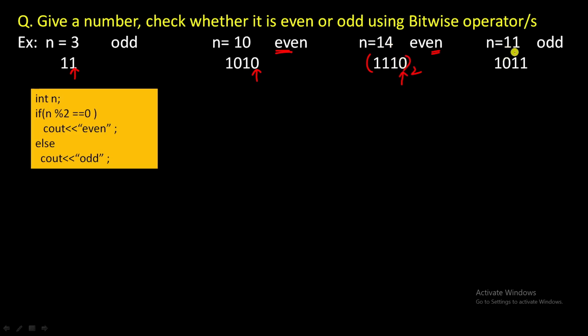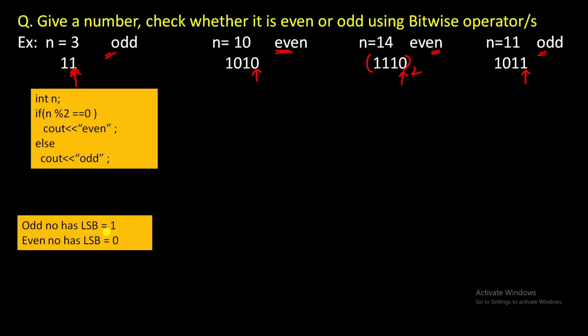While in the other case, 11, which is an odd number, the least significant bit, that is the 0th bit, is 1. So we saw that for any odd number, the LSB will be 1, and for any even number, the LSB, that is the 0th bit, will be 0. So this is the observation: an odd number has the least significant bit as 1, and an even number has the LSB as 0.